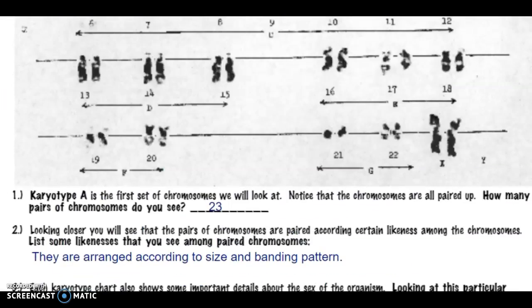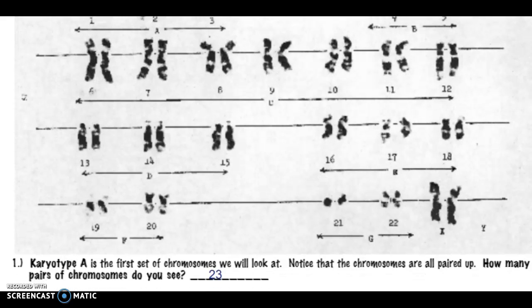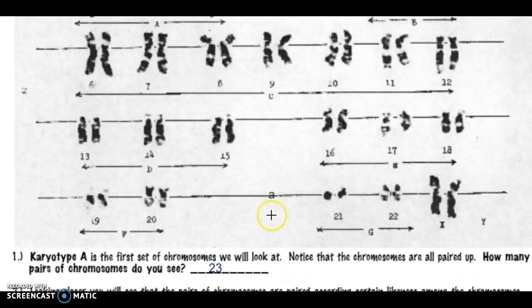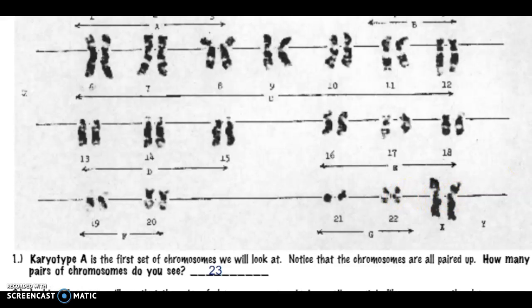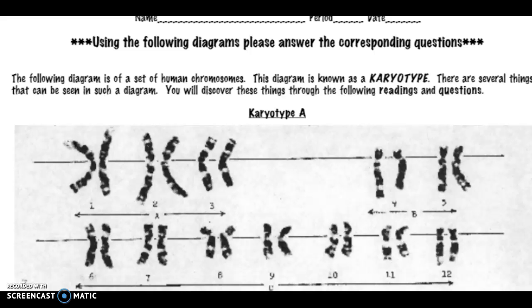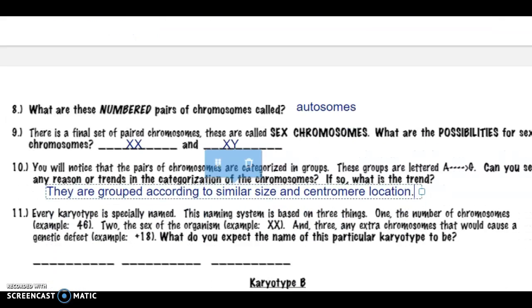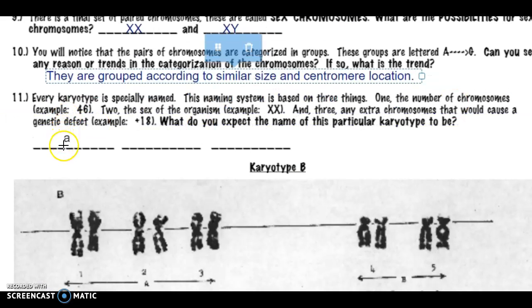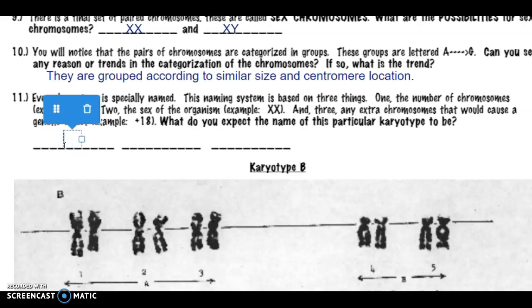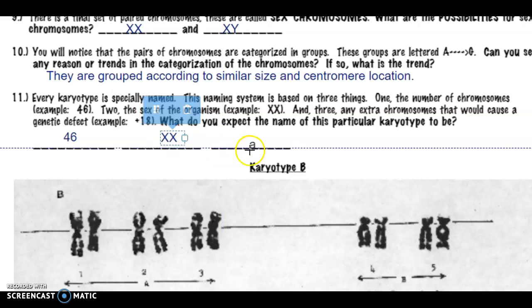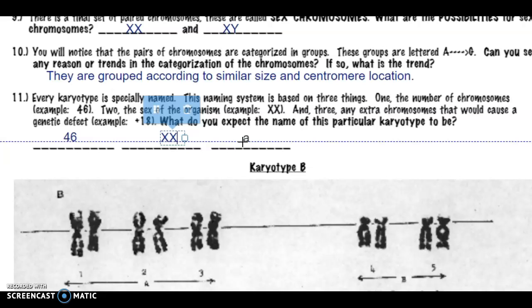In this one we just have 2 in each pair, like we would expect. So we have 22 pairs, that would be 44, 45, 46. There are 46 chromosomes. It is an XX female, and there are no extra or missing chromosomes. So we would name this one 46, XX, and then nothing there.